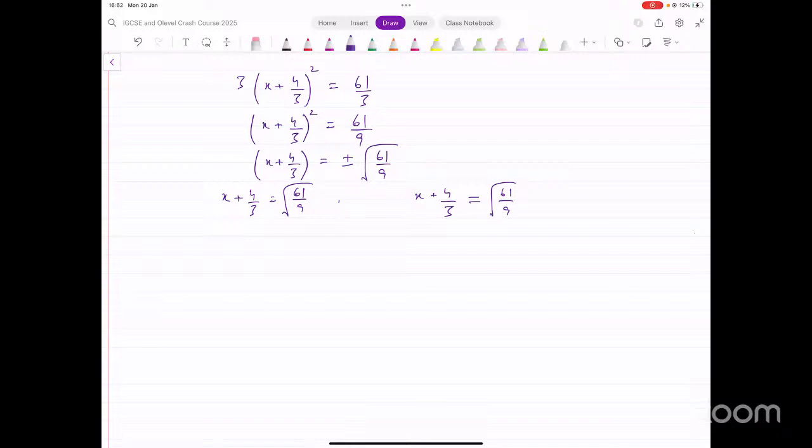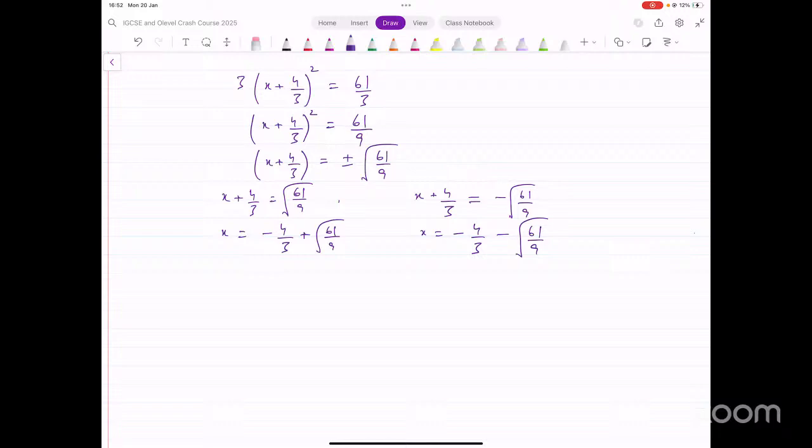Now, what's the value of x that we get from this? Take 4 over 3 to the other side. So it becomes x equals minus 4 over 3 plus square root of 61 over 9. Or x equals minus 4 over 3, there was supposed to be a minus here on the other side, minus square root of 61 over 9. These are the two values of x that you get from this.